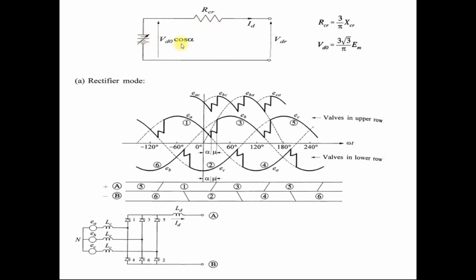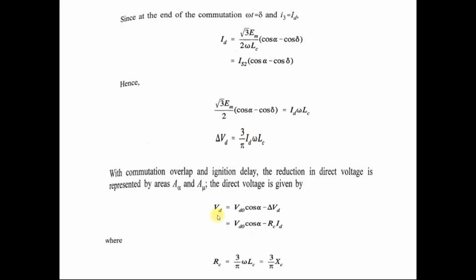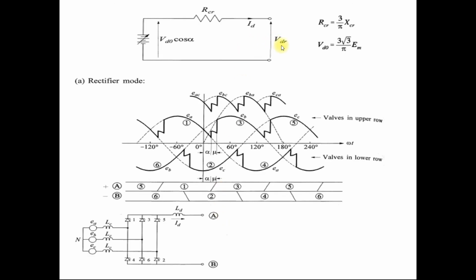So this voltage Vd0 cos alpha minus this voltage, you get finally Vdr, or you can write Vd. You can see here Vd is equal to Vd0 cos alpha minus delta Vd, or Vd0 cos alpha minus Rc into Id. So this direct voltage you get at the rectification side, because your converter acts as a rectifier, that's why you write Vdr. So this Vdr is nothing but Vd0 cos alpha minus Rcr into Id. This is the rectifier mode of operation with consideration of commutation angle and firing angle delay.